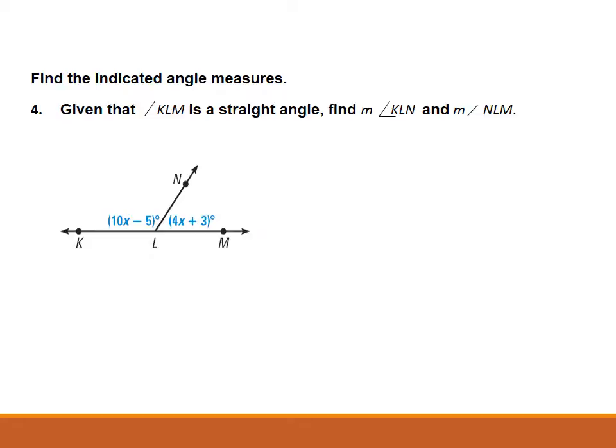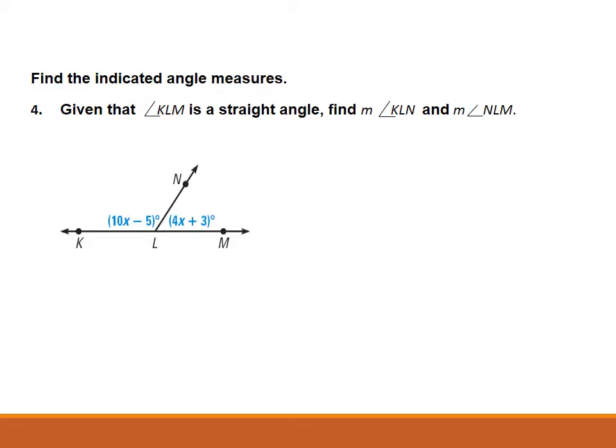Okay, by measurement angle KLN, the obtuse angle that you see there, and measurement angle NLM, the acute angle, if I add them up, they will equal the larger angle, the straight angle, KLM. Now I substitute numbers. So I have 10x minus 5 plus 4x plus 3. It's going to equal 180.